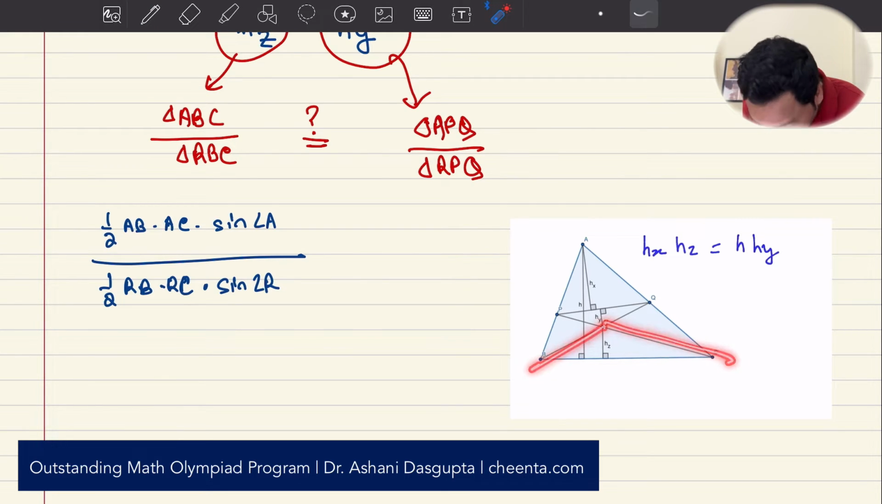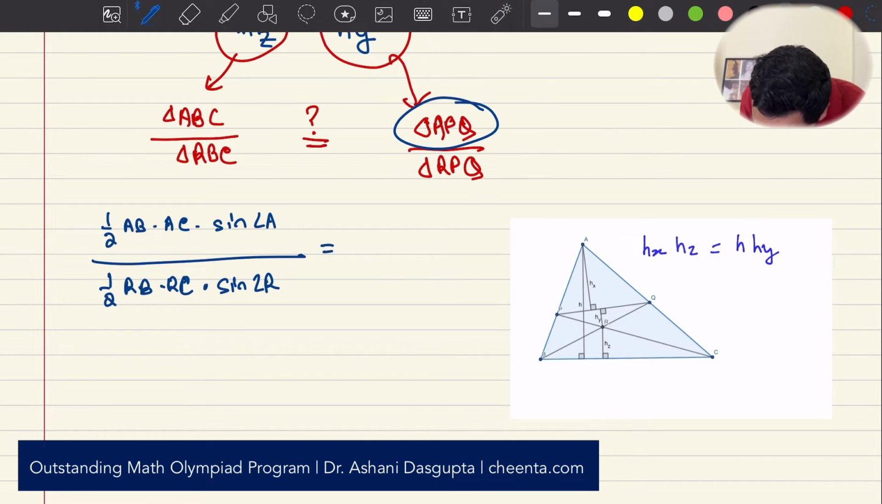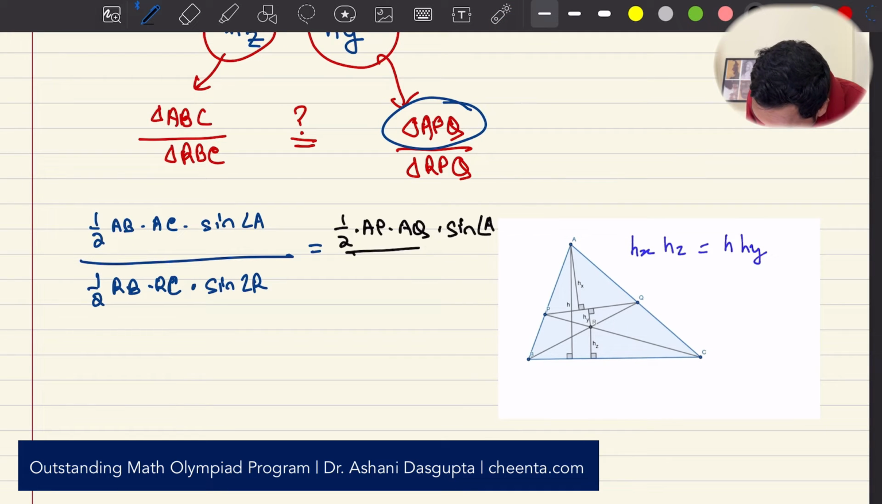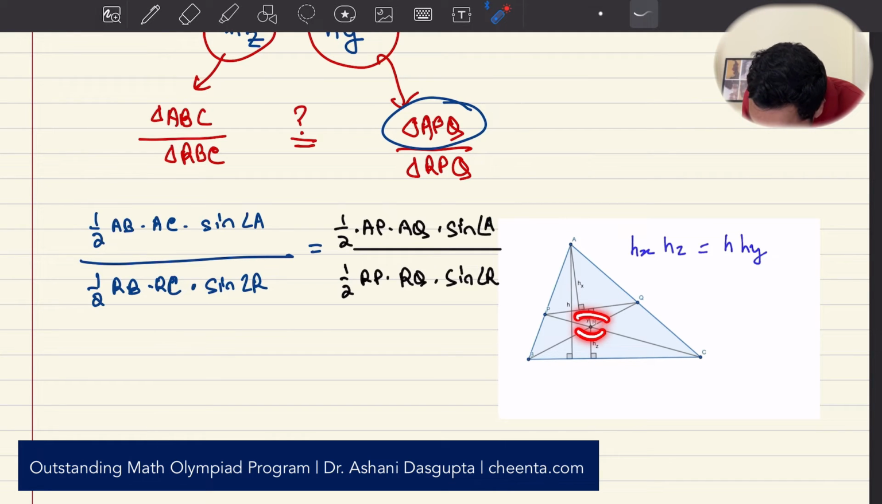RB times RC times sine of angle R, right? Similarly, triangle APQ, this one, is half AP times AQ times sine of angle A, divided by, well, this one is half RP times RQ times sine of angle R. Well, this one was R and this one is vertically opposite, so that's also R. RP times RQ times sine of angle R times half.